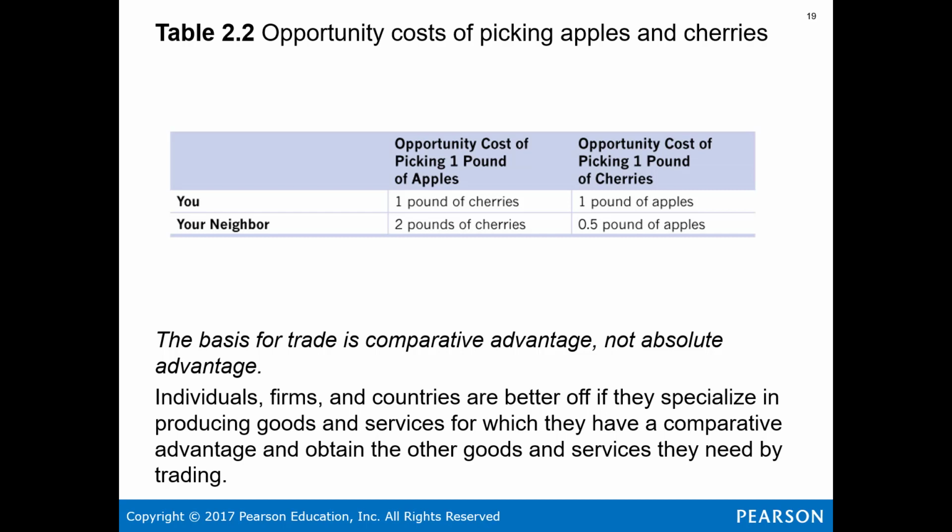Individuals, firms, and countries are better off if they specialize in producing goods and services for which they have a comparative advantage and obtain the other goods by trading.